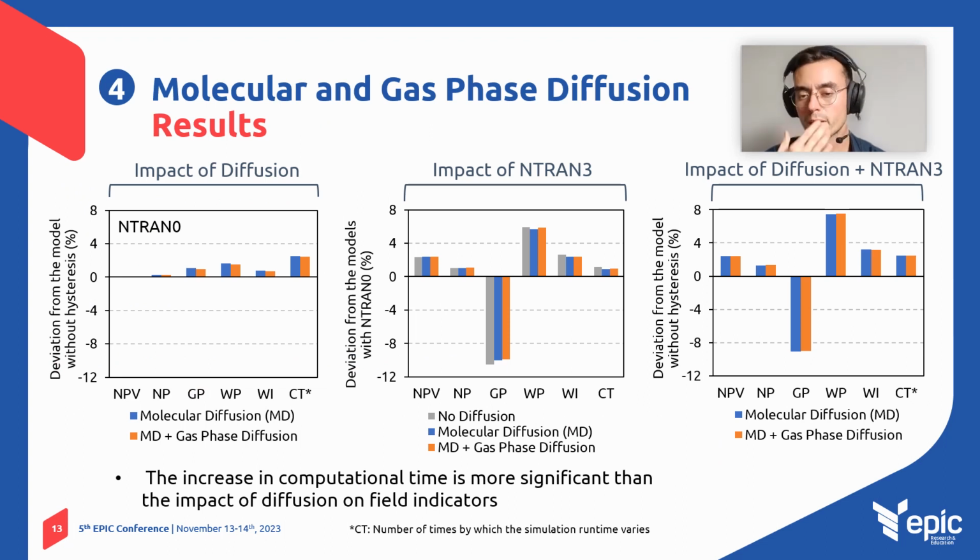And when we look at the results, we see that the impacts of diffusion, both molecular diffusion and gas phase diffusion, are not substantial when compared to NTran3. So yeah, the increase in computational time is more significant than the impact on the field indicators. So for our case, molecular and gas phase diffusion is not an important phenomenon.